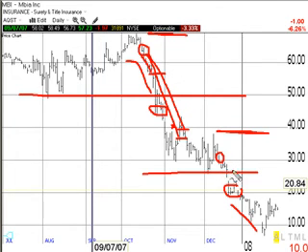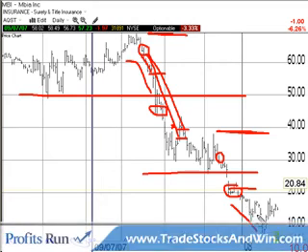And again, the first third of the position would have been covered right around here, trailing the stop above the highest high of the last 2 days. Would have taken you out right in here.